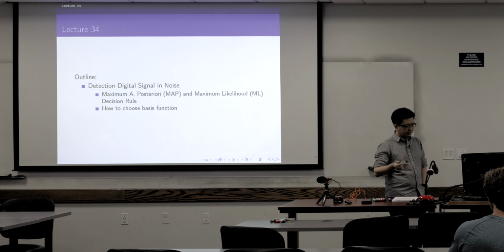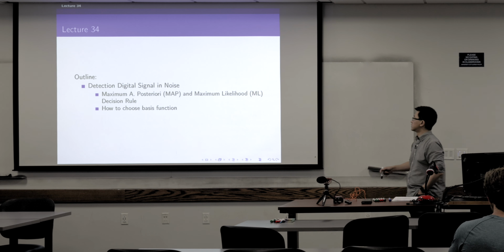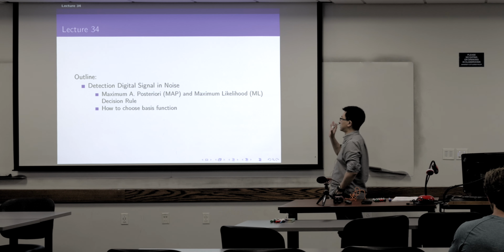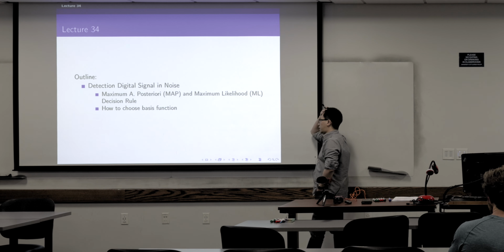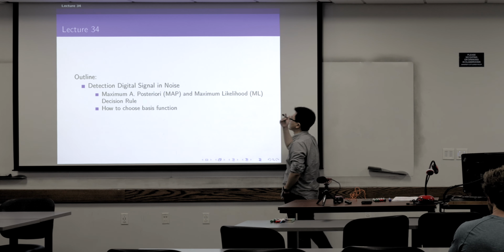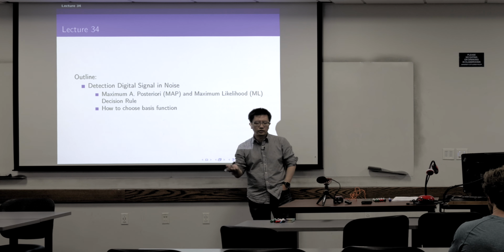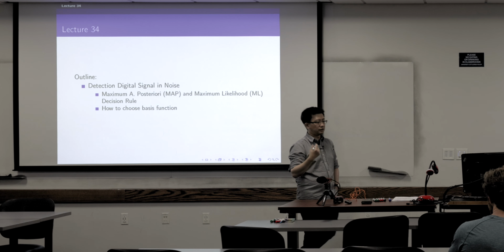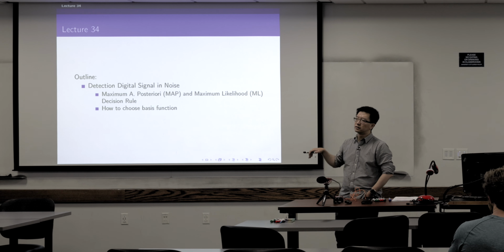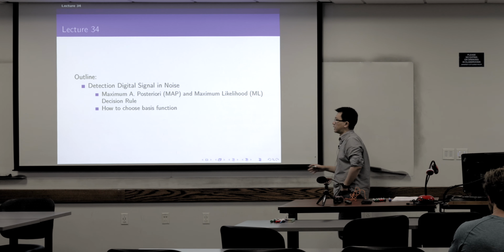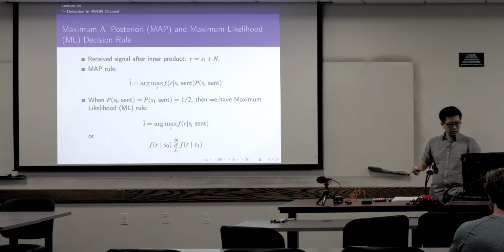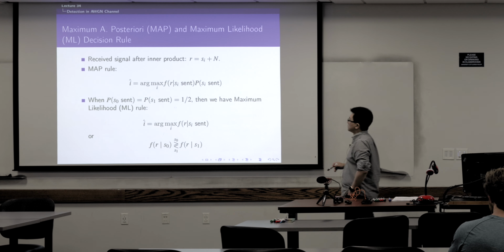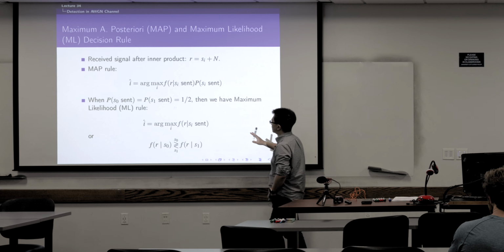All right, let's review what we covered in the last lecture. We talked about the MAP and ML decision rules, and then we talked about how to choose basis functions. We didn't talk in great detail about the exact criterion for choosing a basis function, but we tried a few bases to see whether they work or not, and what the differences are. So for the MAP and ML decision rules, the derivation is as follows.